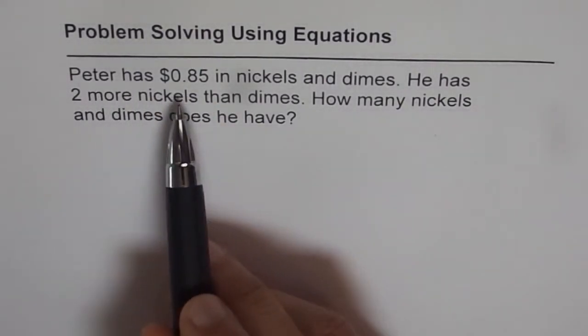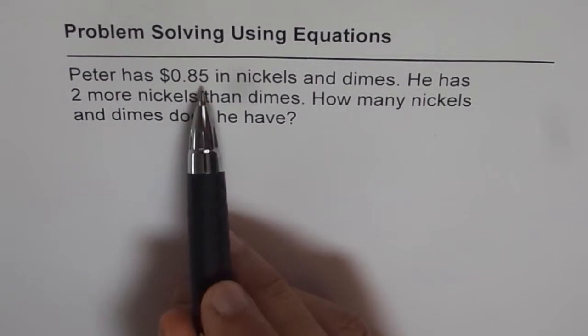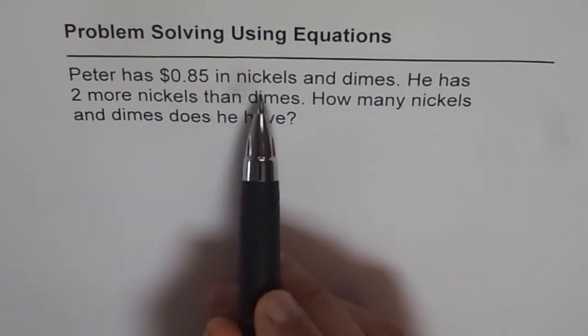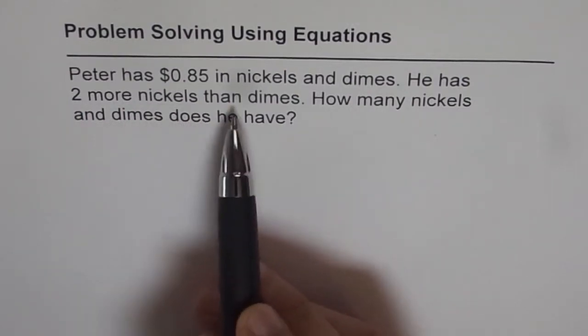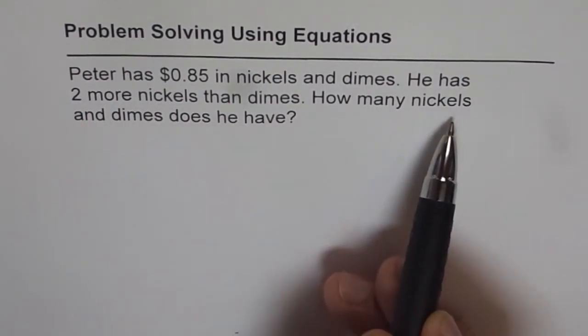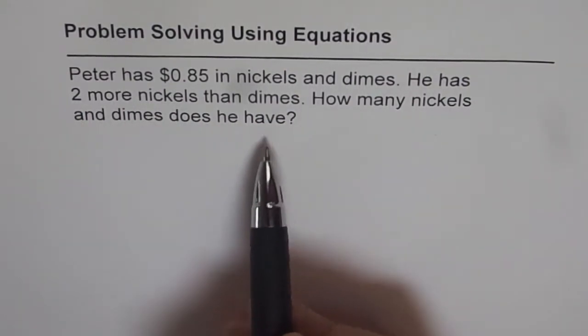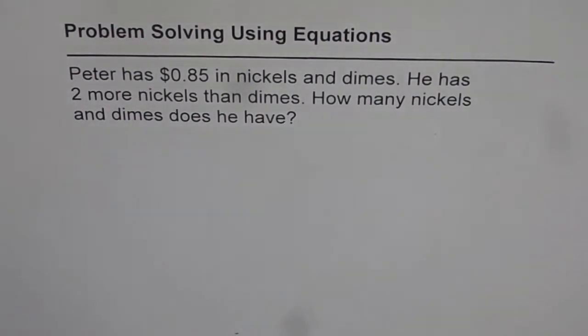Peter has $0.85, so 85 cents in nickels and dimes. He has 2 more nickels than dimes. How many nickels and dimes does he have? It's a good idea to read your problem twice. Now let's define the variables.